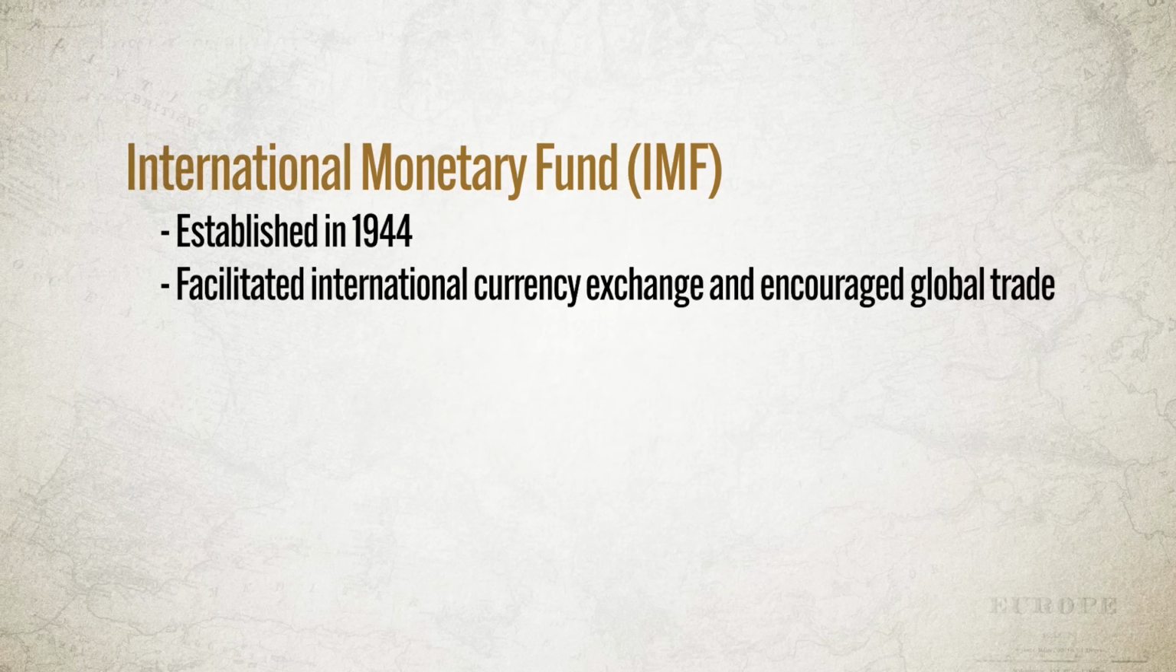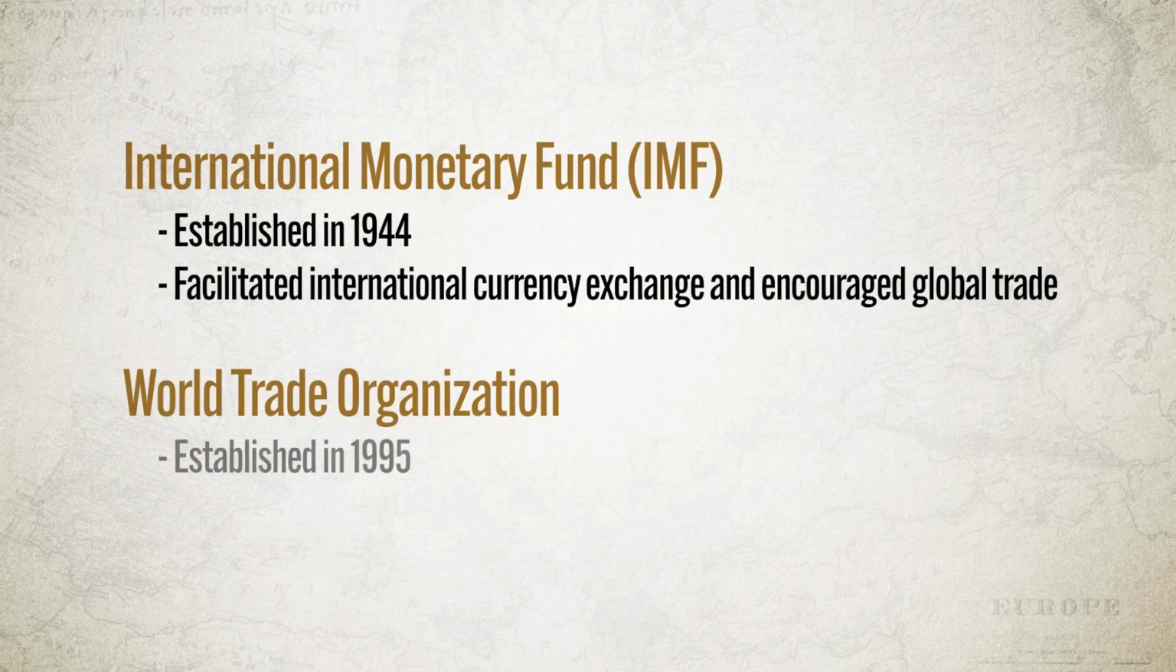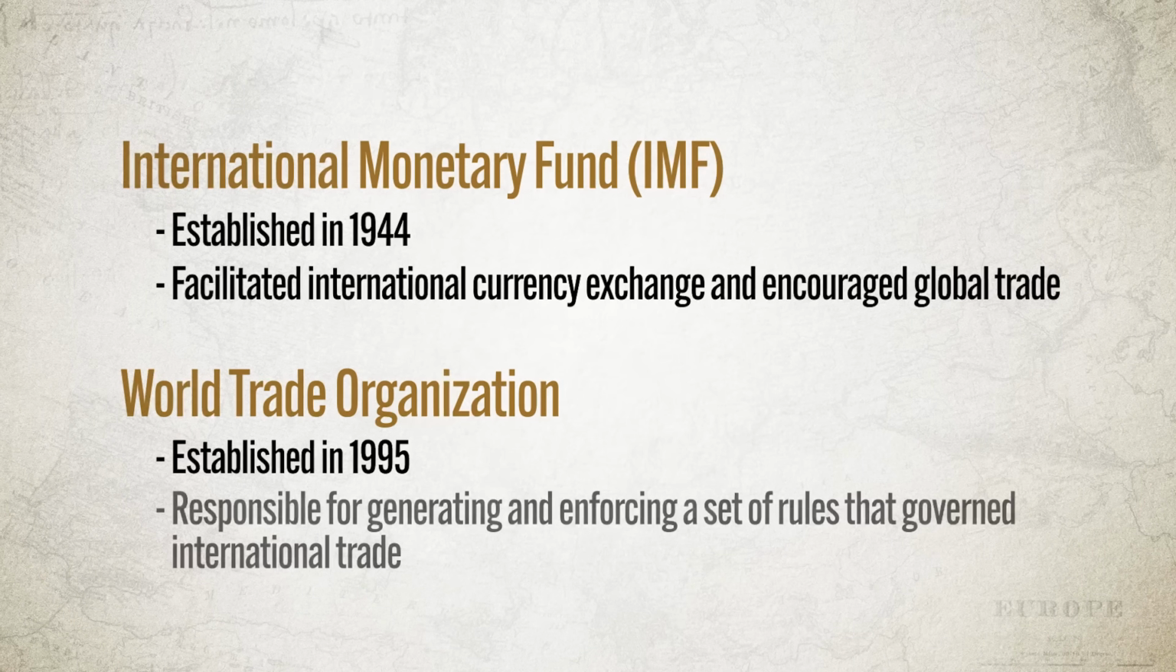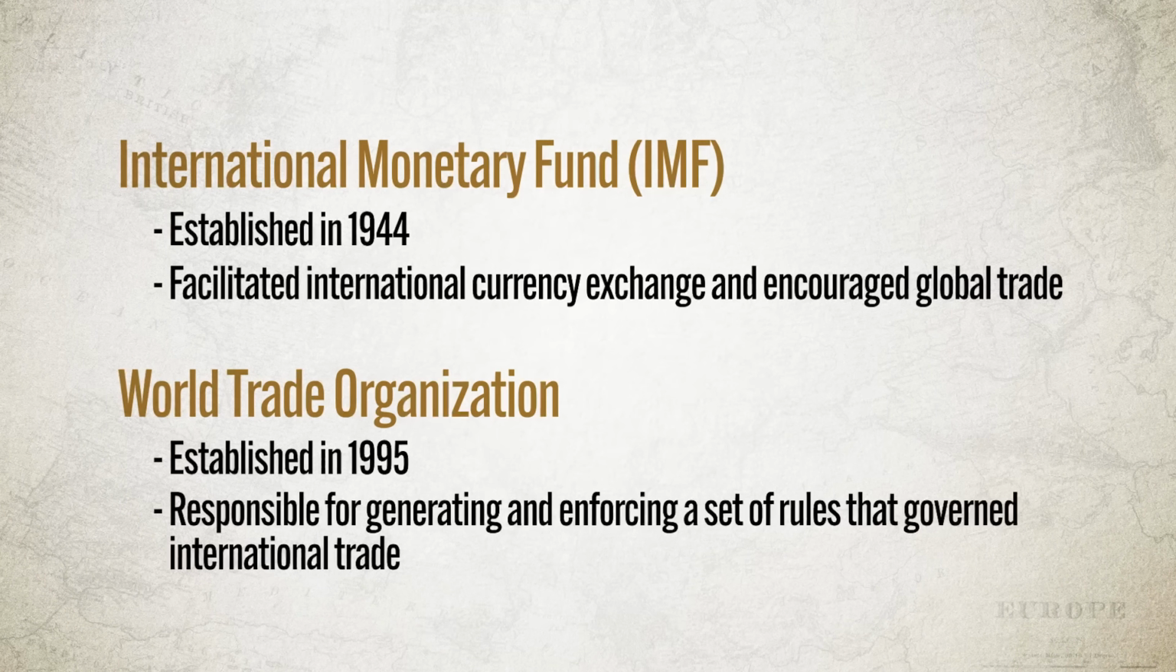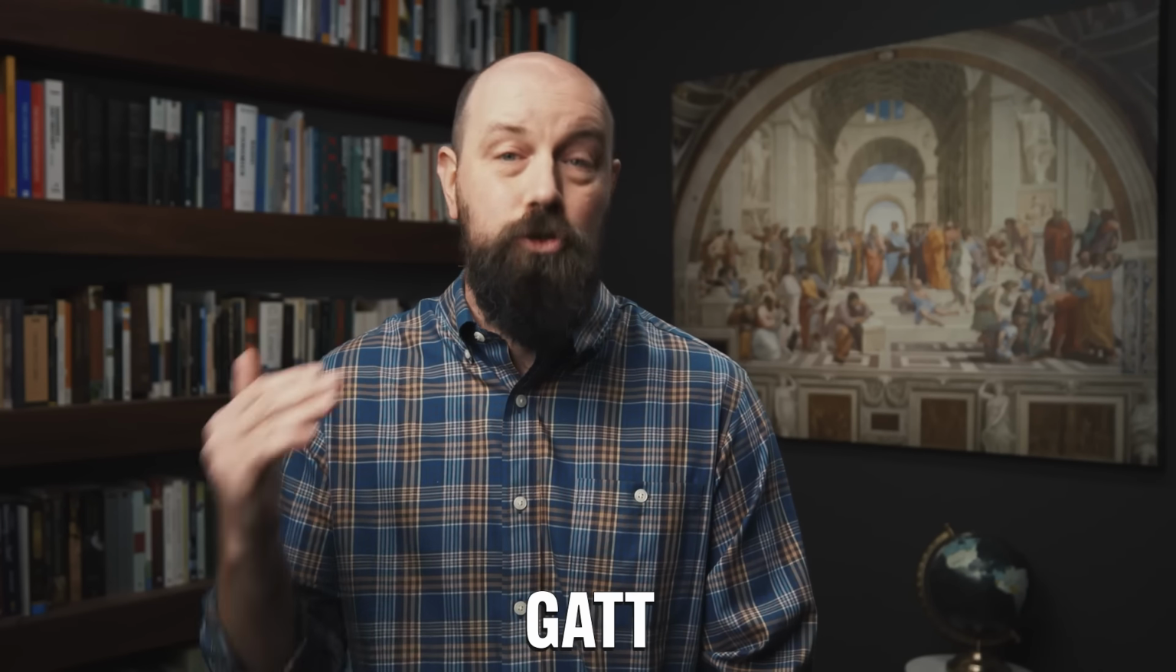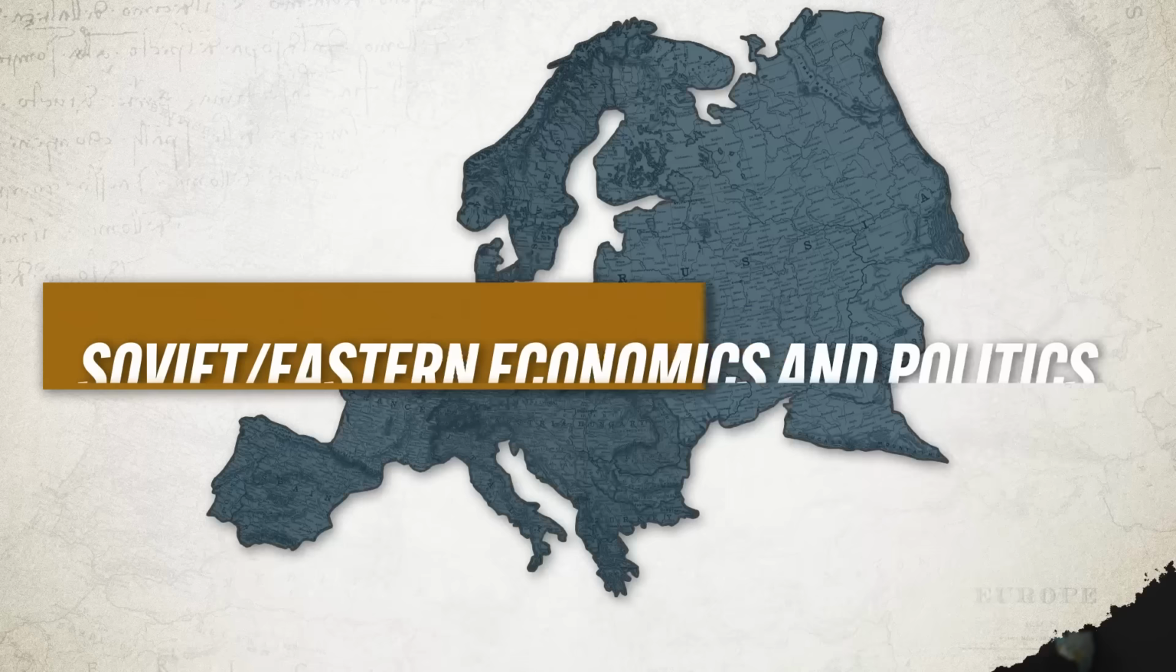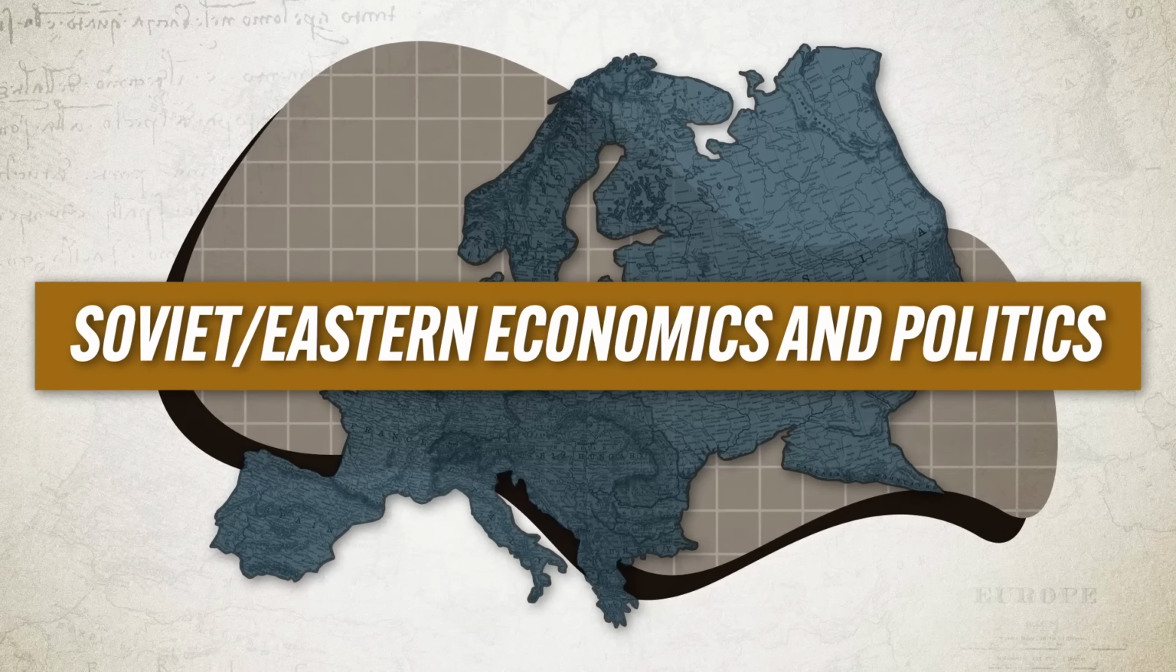And speaking of global trade, in 1995, the World Trade Organization was created, and this entity was responsible for generating and enforcing a set of rules that govern international trade. And the idea here is the same as the organization it replaced, namely the GATT, or the General Agreement on Tariffs and Trade. Both organizations, among other things, aim to reduce tariffs between member nations so that trade can flow as freely as possible between them. Okay, so that's basically what was going on in the West during the 20th century.